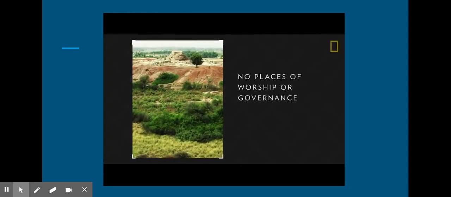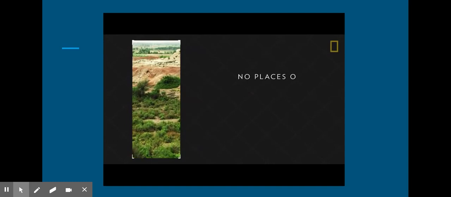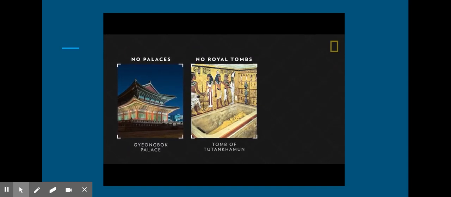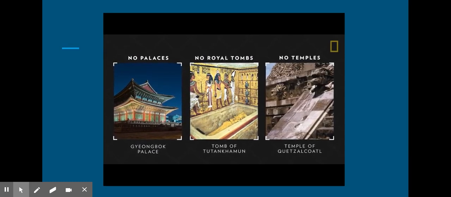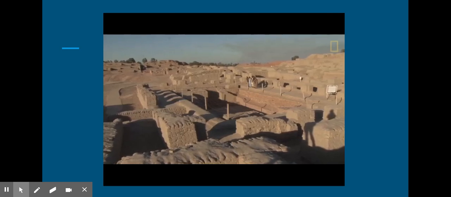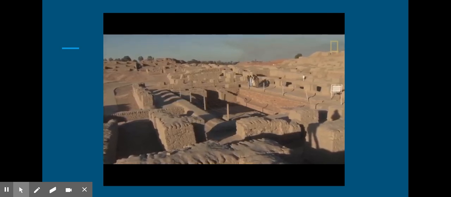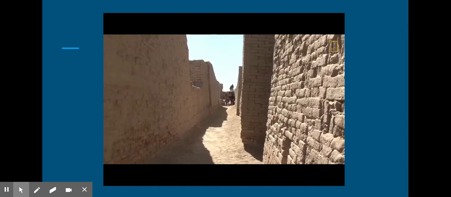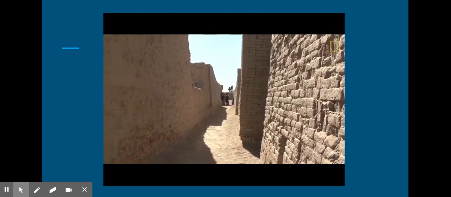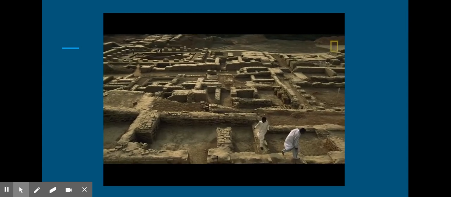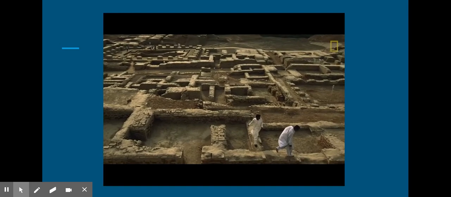Mohenjo-daro has no places of worship or governance, such as palaces, royal tombs, or temples. This may indicate that the society was not built around state interests like the Egyptian and Mesopotamian societies at the time. Rather, the class structure of Mohenjo-daro may have been relatively equal.